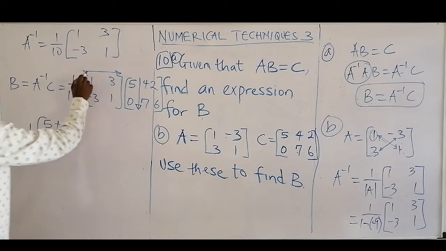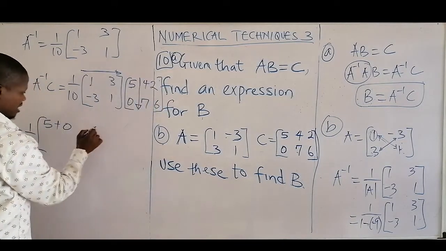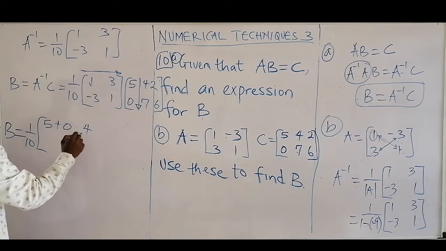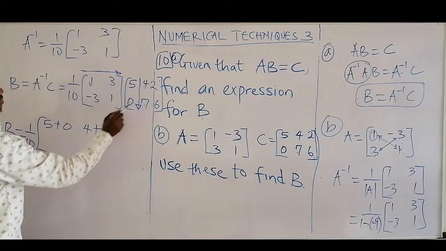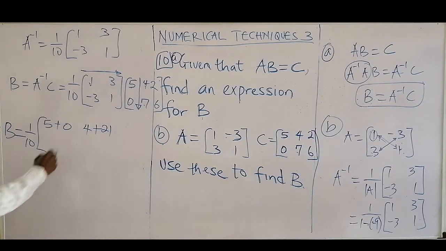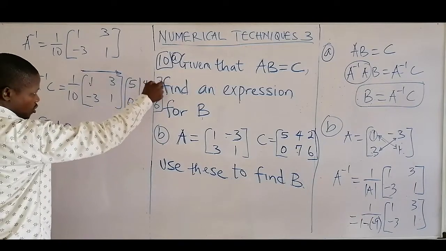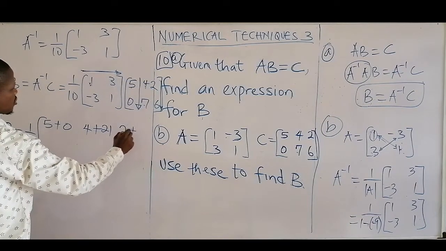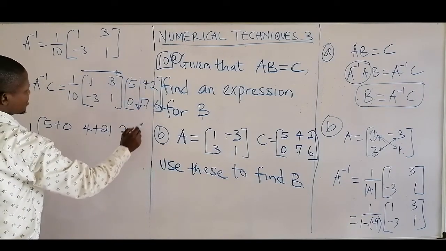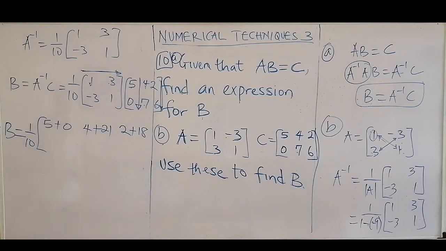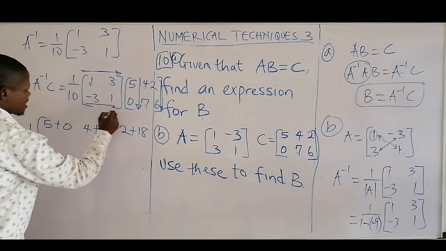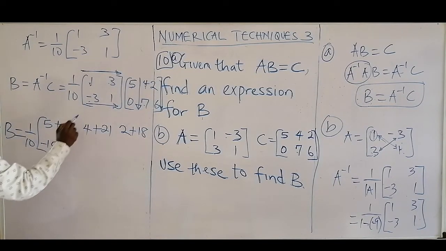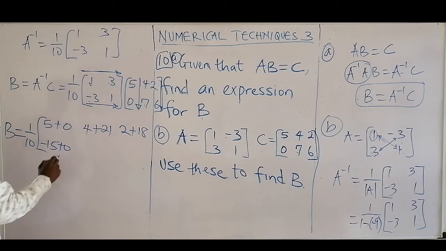The second one, you repeat it also. This row times the second column to get the second element here. So 1 times 4, that's 4, plus 3 times 7, that's 21. And finally, this same row times the last column. That will be 1 times 2, that's 2, plus 3 times 6, that's 18. Then repeat the same thing for the second row. Here, minus 3 times 5, that's minus 15, plus 3 times 0, that's plus 0.